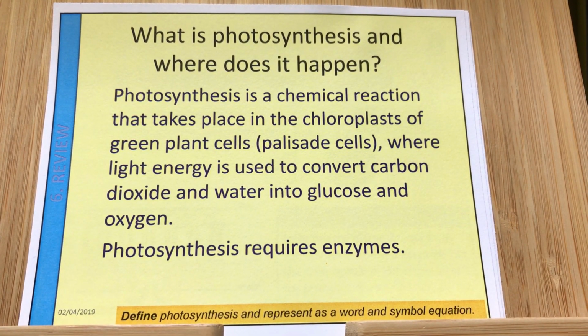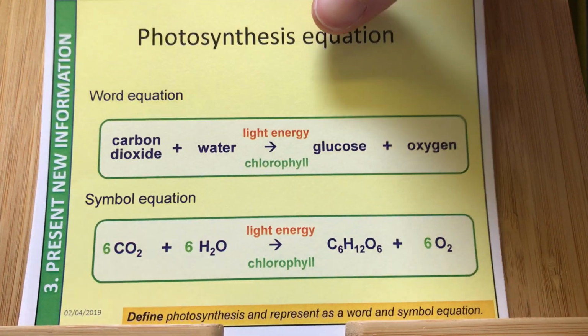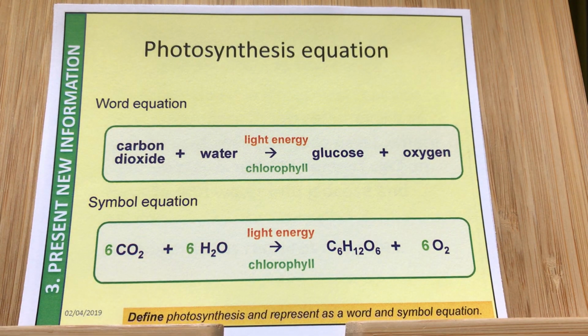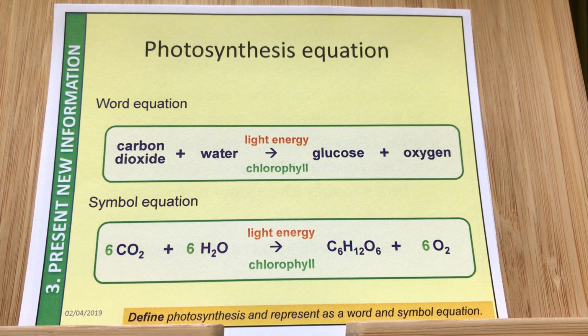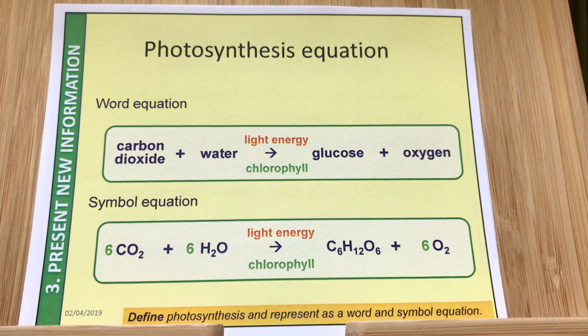Let's have a look at the photosynthesis equation. Okay, now what's really interesting about this is that the light and the chlorophyll are on the arrow. They are needed for photosynthesis to occur, but they are not reactants and they are not products. It's kind of like the carbon dioxide and water are the ingredients of the cake, and the light and the chlorophyll need to be there.